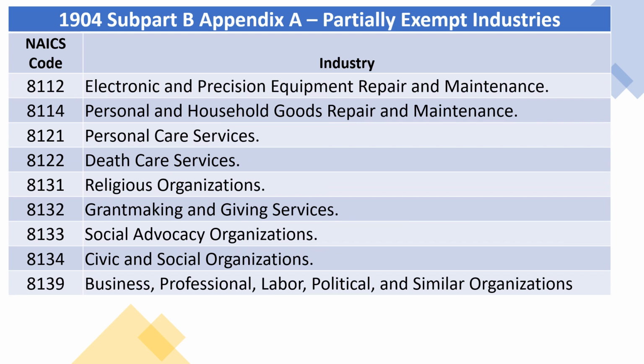8112. Electronic and precision equipment repair and maintenance. 8114. Personal and household goods repair and maintenance. 8121. Personal care services. 8122. Death care services. 8131. Religious organizations. 8132. Grant-making and giving services. 8133. Social advocacy organizations. 8134. Civic and social organizations. 8139. Business, professional, labor, political, and similar organizations.